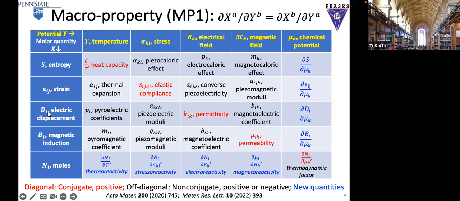For example, you change stress and you measure the strain, and how the electrical property changes, or how the magnetic property changes. But actually, it's interesting: when you change stress, how about the mole change, right? That's actually an interesting quantity. That's why these quantities here are blue, not red or black. So I have three colors here for different quantities.